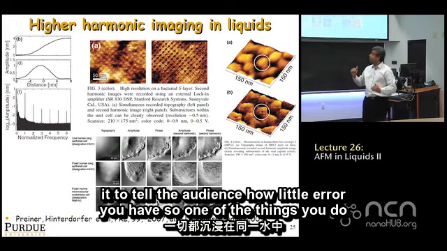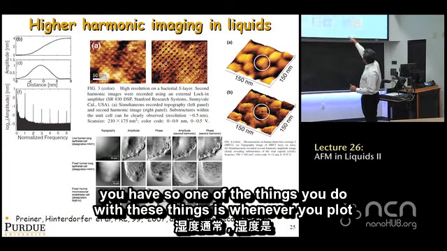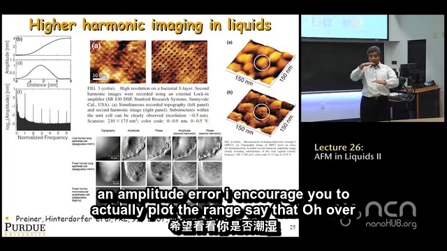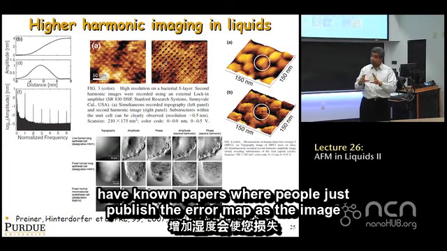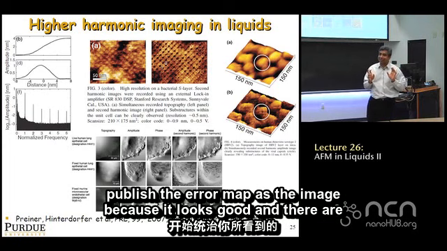So one of the things you do with these things is whenever you plot an amplitude error, I encourage you to actually plot the range. Say that, oh, over the sample, my amplitude error is just 1 nanometer. That's good practice. But I have known papers where people just publish the error map as the image because it looks good. And there are problems.